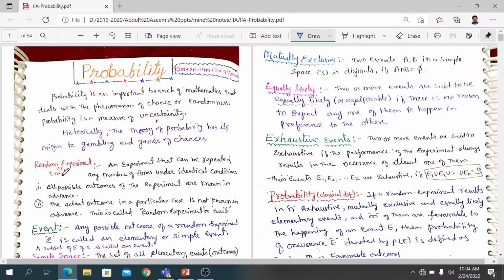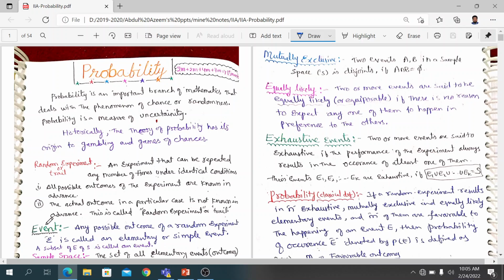Random experiment or trial. So what is this? An experiment that can be repeated any number of times under identical conditions, where all possible outcomes of the experiment are known in advance, and the actual outcome in a particular case is not known in advance. This is called a random experiment or trial. For example, flipping a coin. In advance we know all the outcomes, tail and head, but the actual outcome, what it will come, we don't know. So this is the meaning of random experiment.